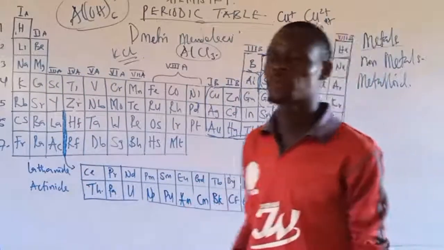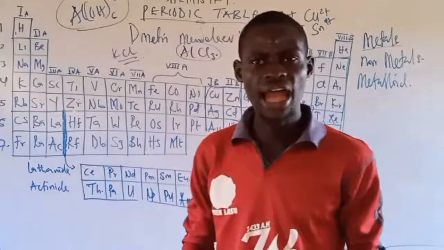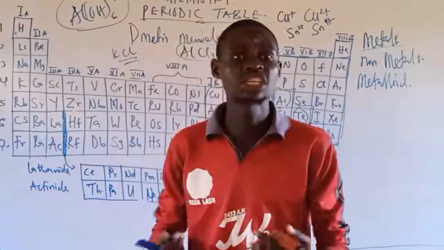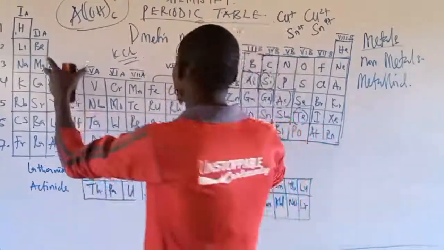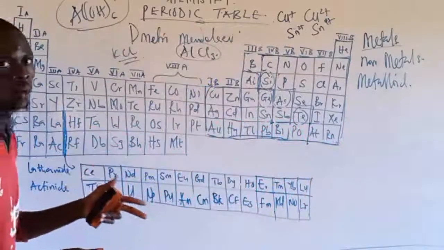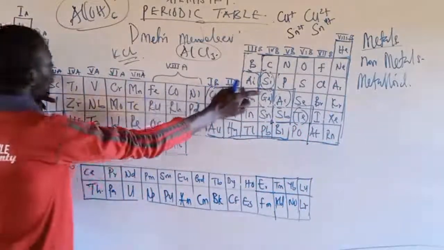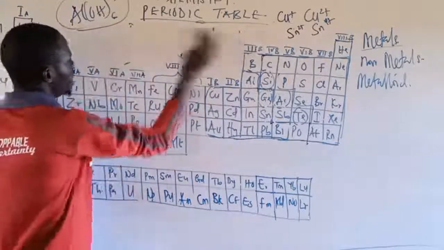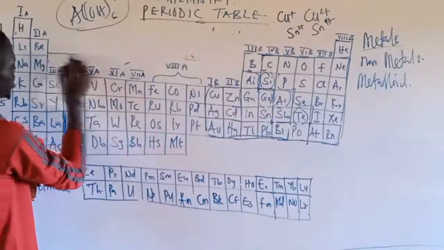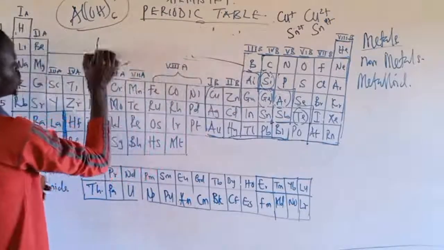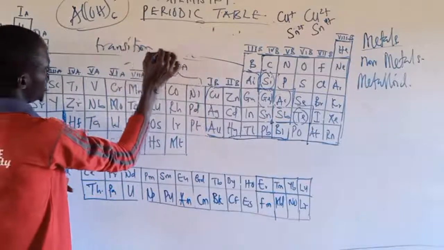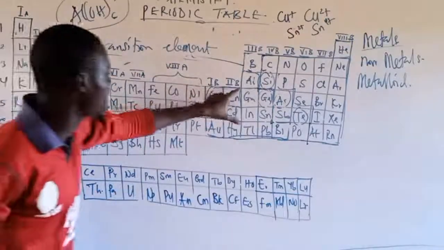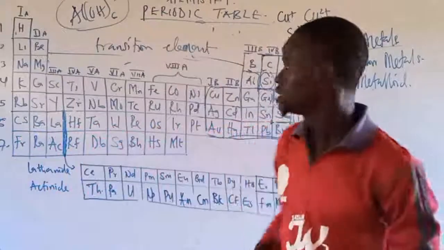Now, another grouping of the periodic table is that it is grouped majorly into metals, as I said earlier on, the non-metals, and also the transition metals. Out of these 1A elements that we said here, we normally call the elements within group 2 and group 3 the transition elements. All these elements that are found here, from here to here, are known as transition elements.